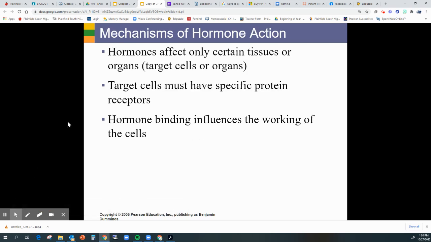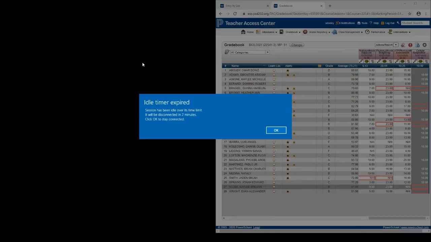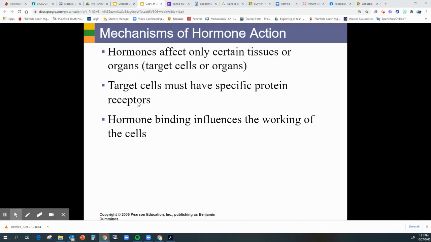Hormones are only going to affect those target sites. They only bond with receptors on the outsides of those organs. They can't bond with other organs. So the target cells have specific receptor proteins. Those are those receptor sites, and the hormones will bond with those based on that process.